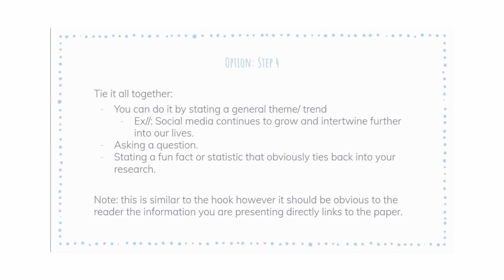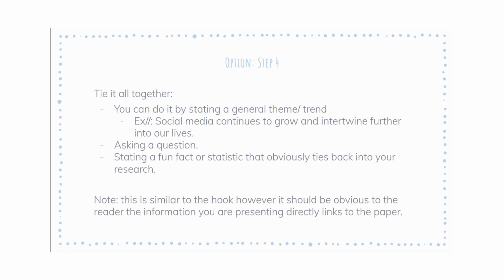After addressing limitations, the final step is to tie everything together. You can do this by pointing to a general theme or trend, asking a meaningful question, or sharing an interesting fact that connects directly to your topic. For example, you could end your paper with a sentence such as, as social media continues to intertwine with everyday life, understanding its long-term cognitive effects becomes increasingly essential. This kind of closing statement leaves the reader with something to think about and clearly links back to the ideas in your paper.